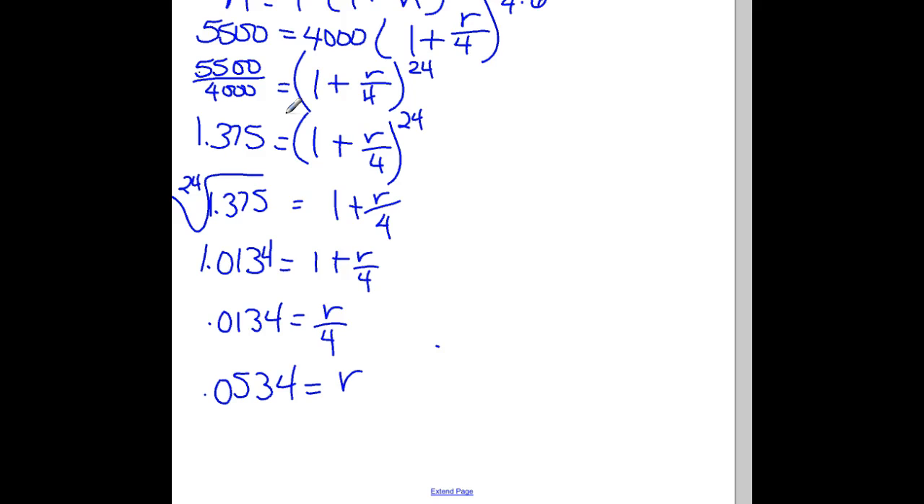Yes? Now, we are solving for an interest rate, right? And those are usually given as percents. So if you're seeing 0.0534, what would we put down as the interest rate? Yeah. Our final answer would be 5.34%. Okay? We good with that one?